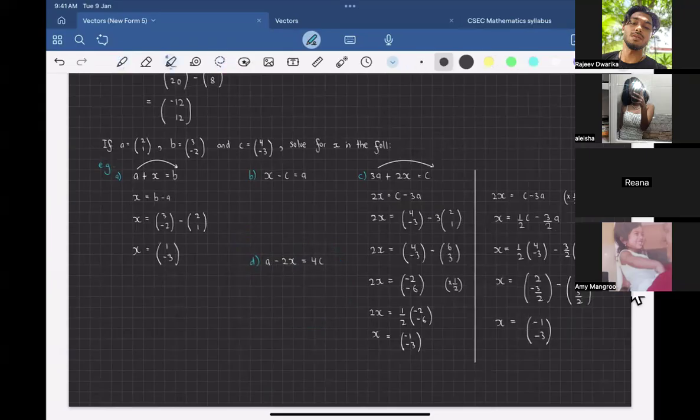Amy, I'll check your working, because I think it's still supposed to be correct, it's just the notation that will be wrong. Yeah, so try B and D.